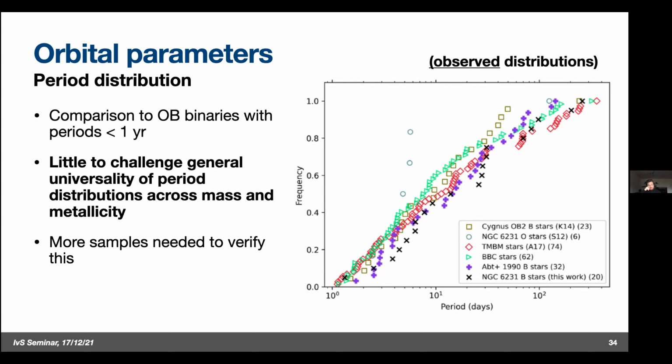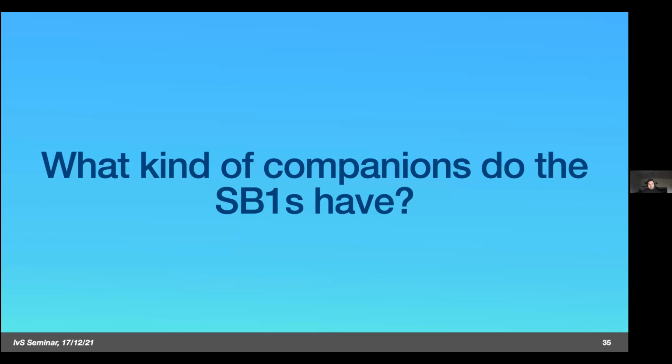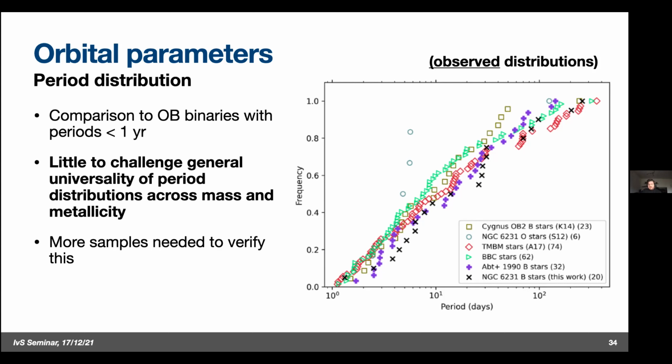However, as I keep saying, more samples are needed to verify this because we need to disentangle these effects of mass and age by having enough examples. And we find that the same is true for the eccentricity as well. We find that there is no significant difference between the samples in their eccentricity distribution.